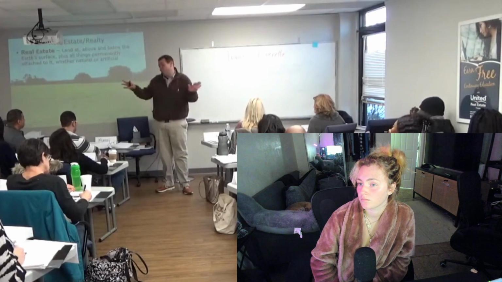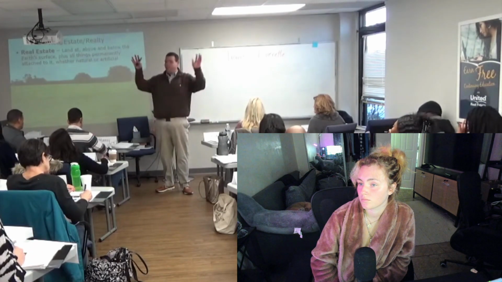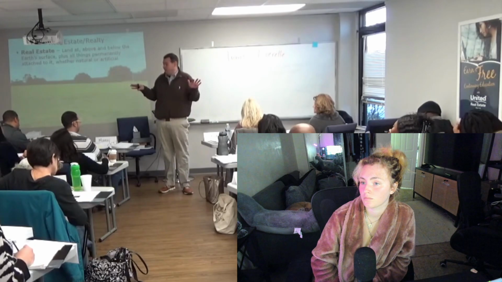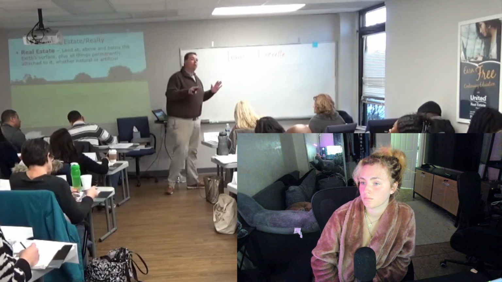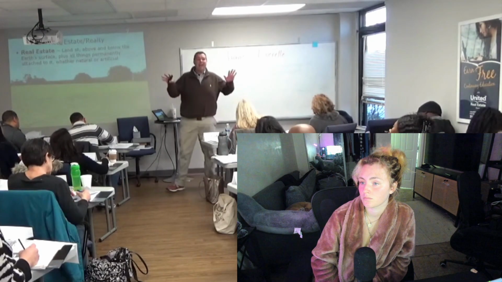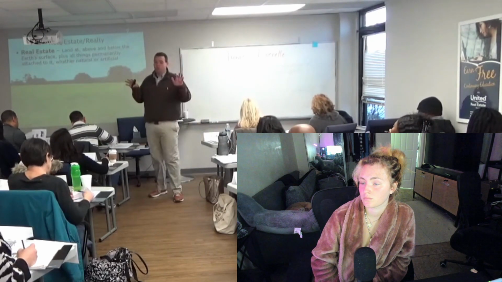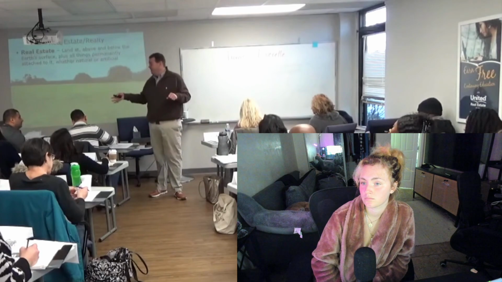So real estate is just land, which we've already defined as the surface of the earth plus everything below it and everything above it. And then to go from land to real estate, we just say plus everything permanently attached to that piece of land. So when we sell real estate, we are selling land and everything what? Permanently attached or appurtenant to the land.